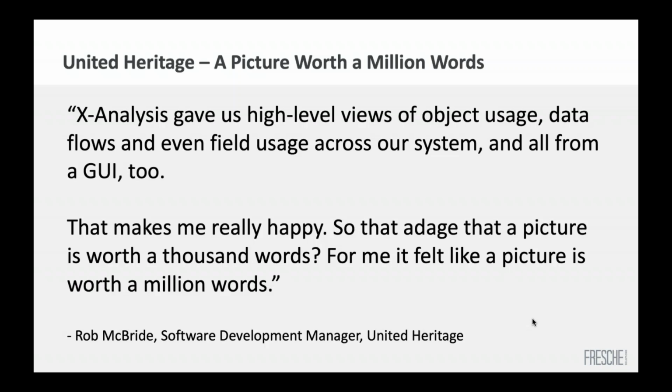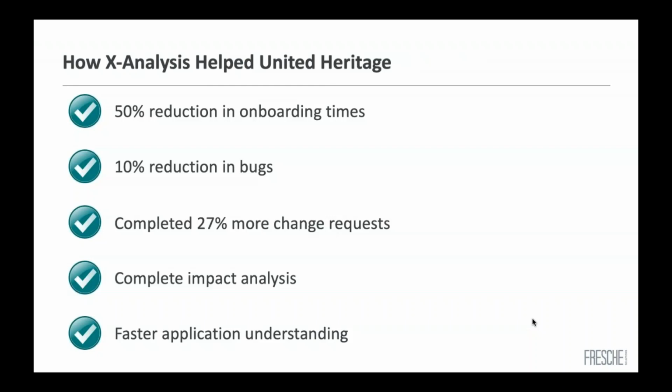Let me just go on and give you some of the facts that they shared with us. So what they found was that the amount of time it took them to bring someone new into their staff and get them productive was reduced by 50%, which is pretty amazing when you've got a backlog you're trying to deal with. So they saw an immediate reduction in the bugs that they were introducing as part of their changes by 10%. So if they went in to change something, they would inadvertently introduce new bugs. That has dropped by 10% since they started using X analysis for the impact analysis part and for the testing.